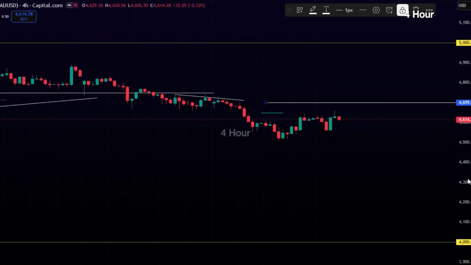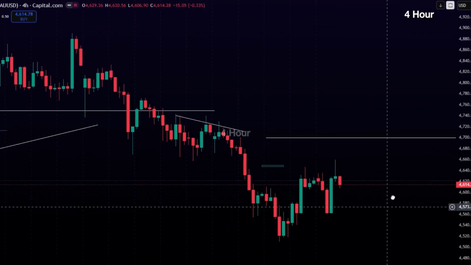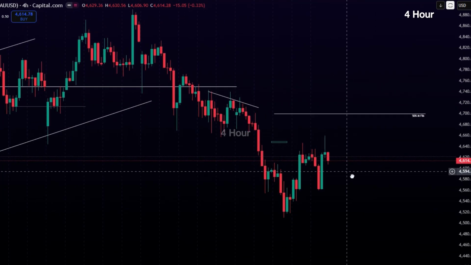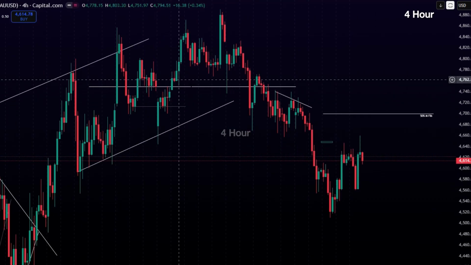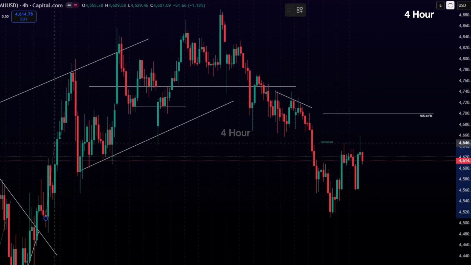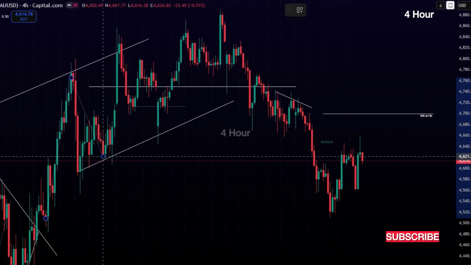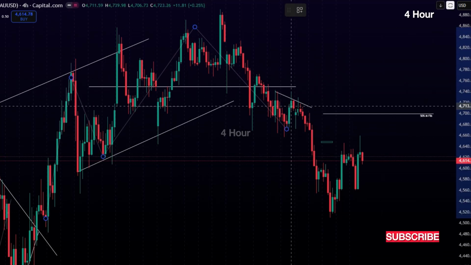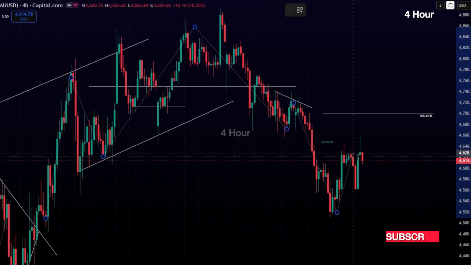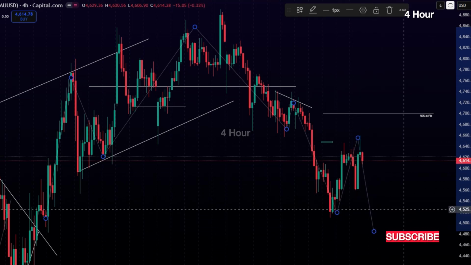Now looking at the 4-hour, we can see this heads and shoulders pattern. Price seems to have formed this massive heads and shoulders pattern, right? Something of this nature. It broke the neckline and is testing it, so we might see a rejection to the downside.